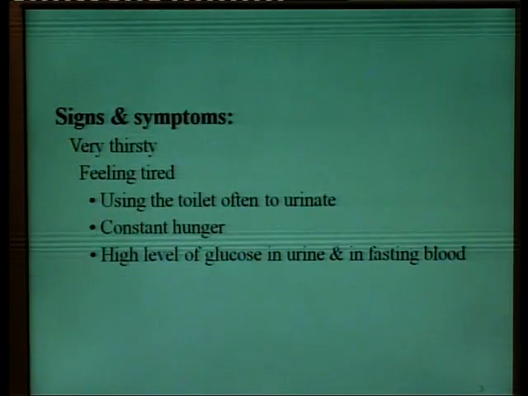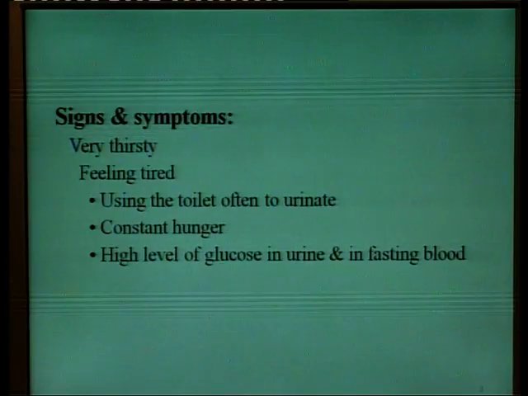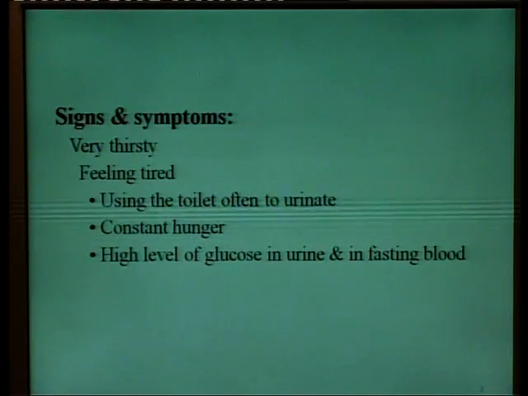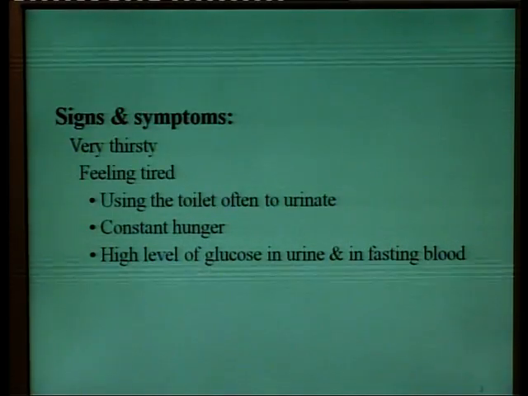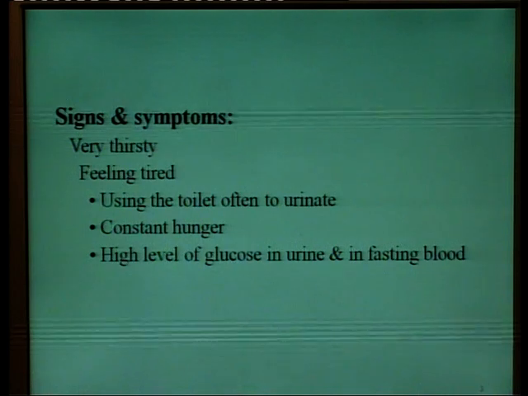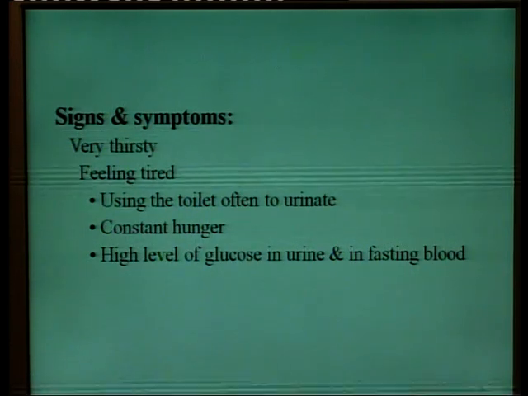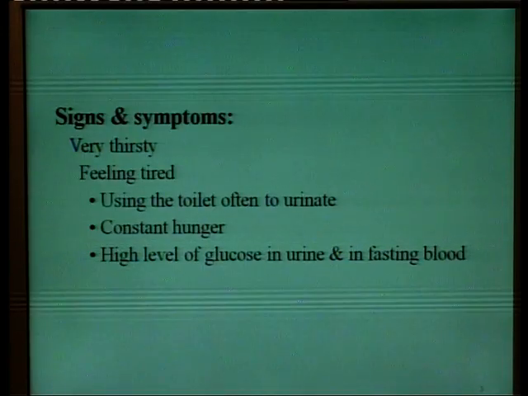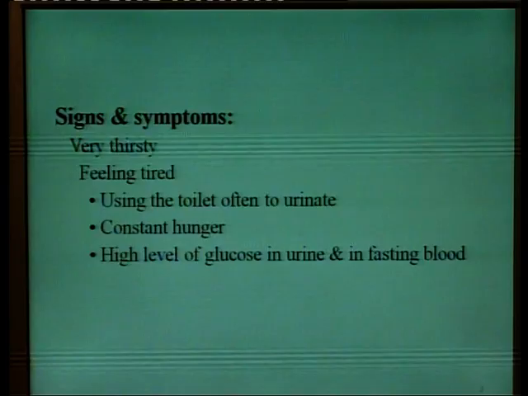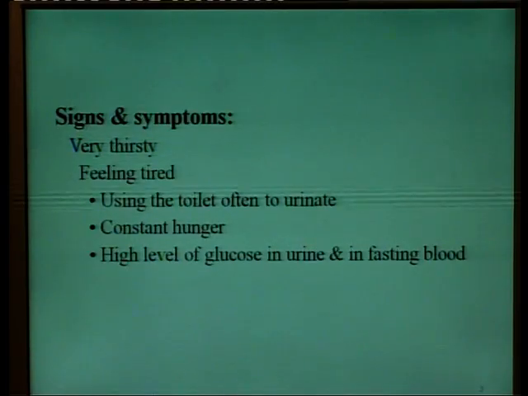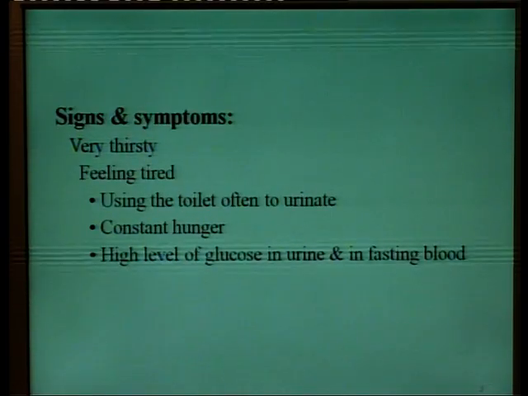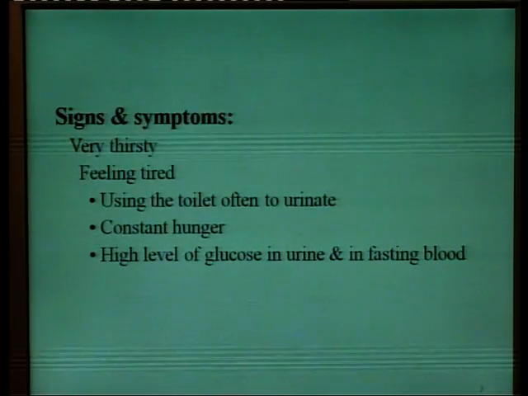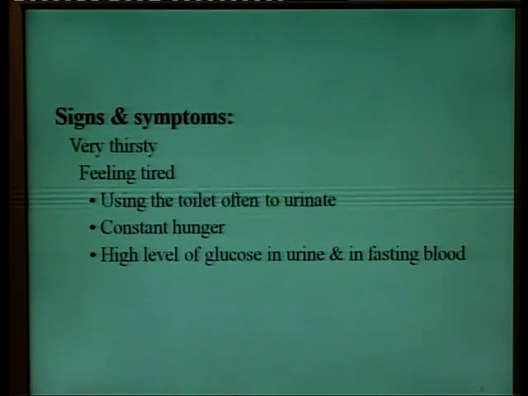The different signs and symptoms that you come across before getting it checked. It is not always that a person gets it checked and comes to know that he is suffering from diabetes mellitus. Certain symptoms also give an indication that there is a problem. What are the signs? A person feels very thirsty, very tired, uses the toilet often to urinate, has constant hunger, and has a high level of sugar or glucose in urine and in fasting blood, which can only be detected by certain tests.